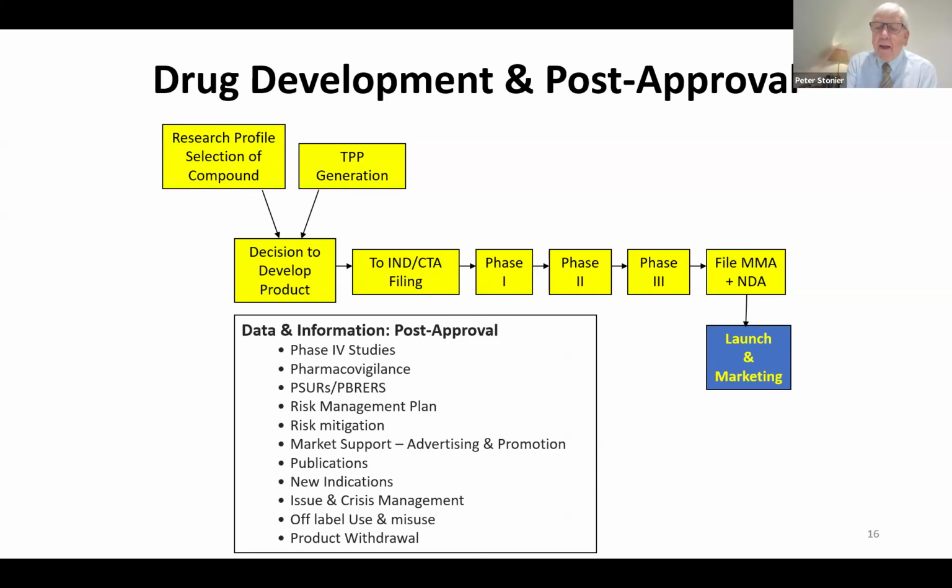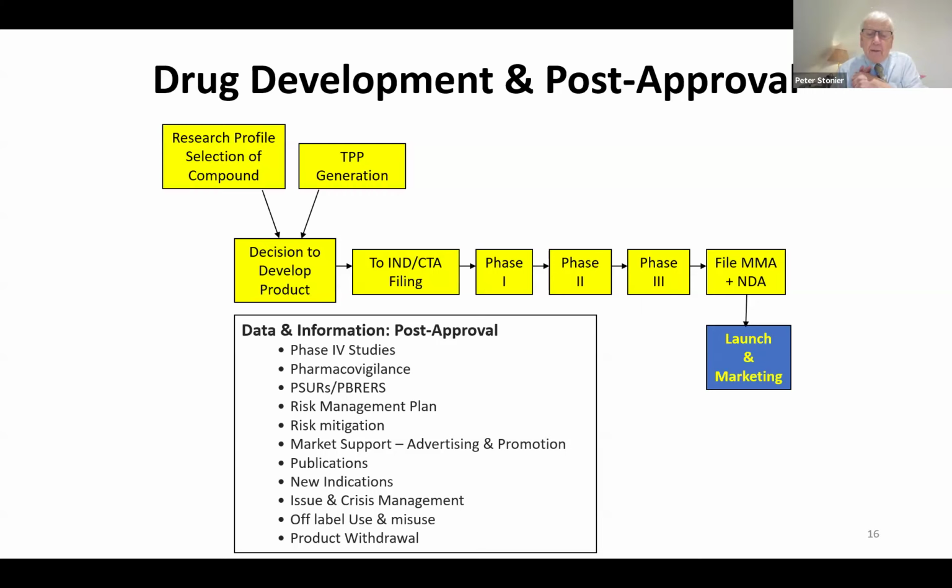But in post-approval, the process goes on to capture safety data from phase 4 studies, from pharmacovigilance itself, and that is all summarized in safety update reports and periodic safety update reports and what are now called periodic benefit risk evaluation reports, PBRERs, to bring in the concept of benefit as well as risk. And then we have the risk management plan. Risk mitigation activities are beginning to be described.